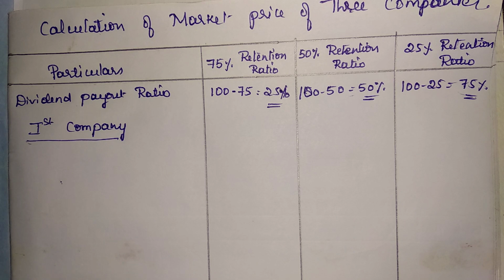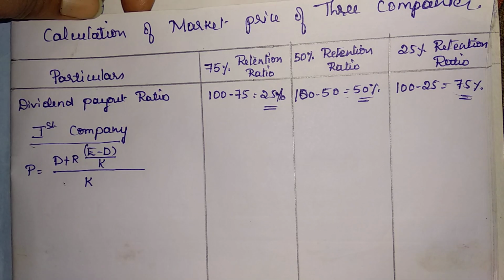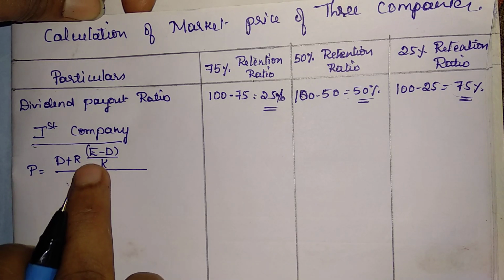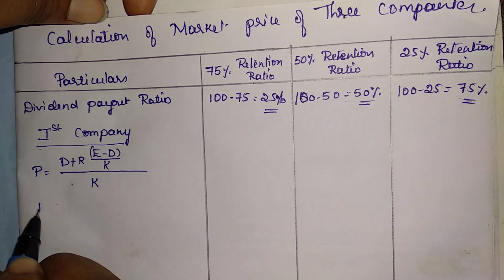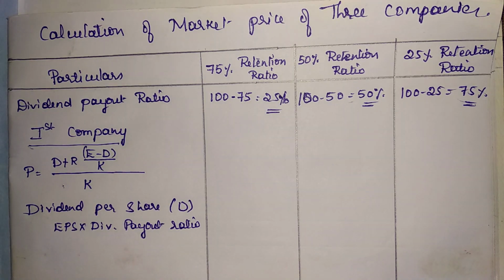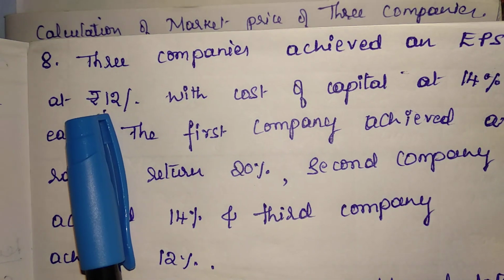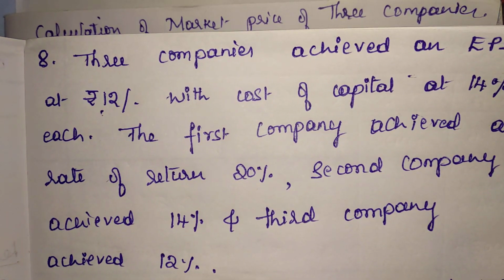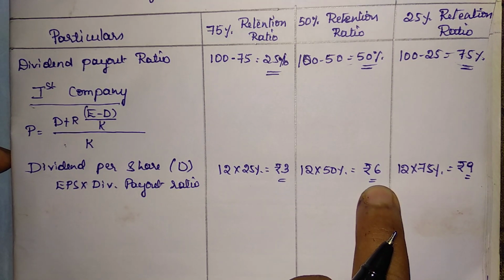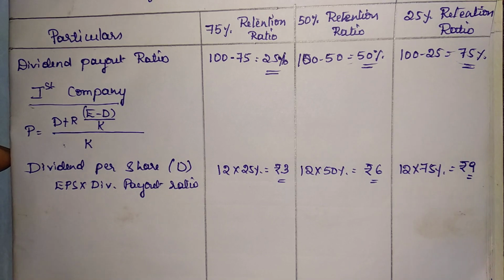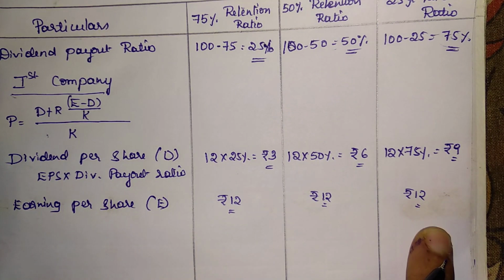We'll calculate the market price of the first company. The formula for calculating market price is P = (D + (R/K)(E − D)) / K. First we have to calculate D, that is dividend per share, which is EPS into dividend payout ratio. EPS of all three companies is rupees 12. So for the first company, 12 into 25% is rupees 3, then 6 rupees and 9 rupees.